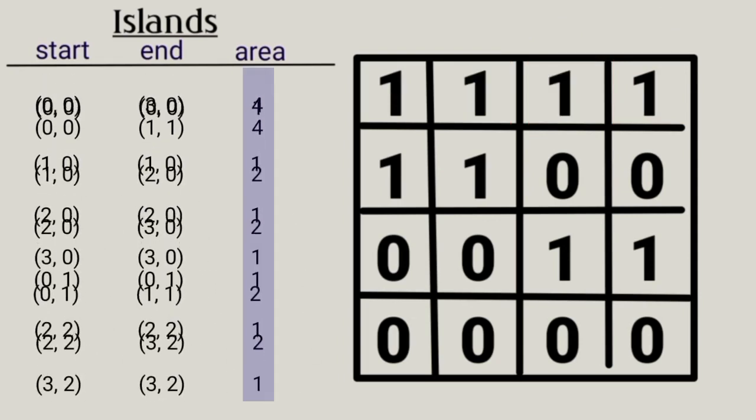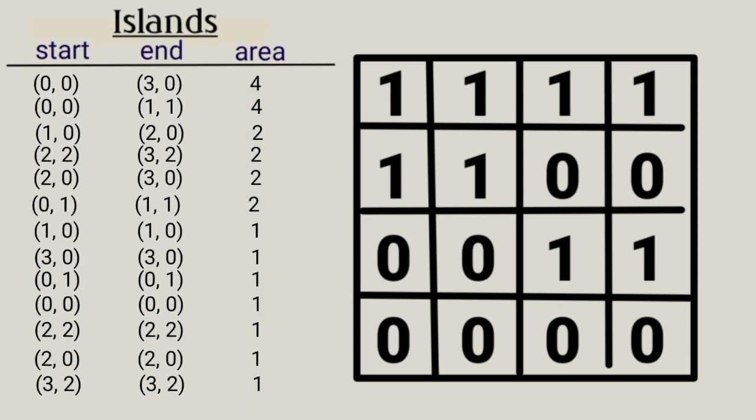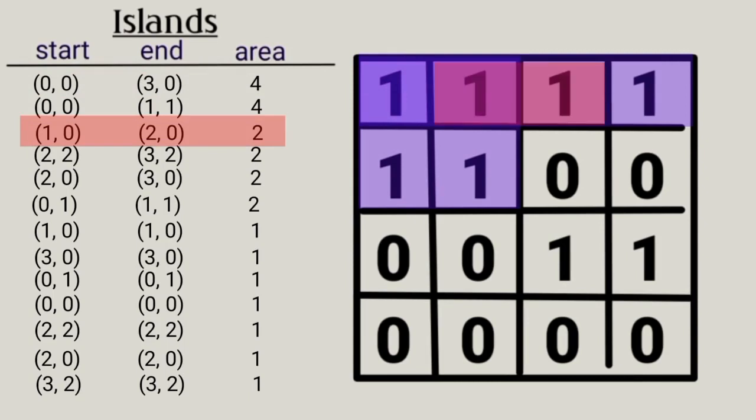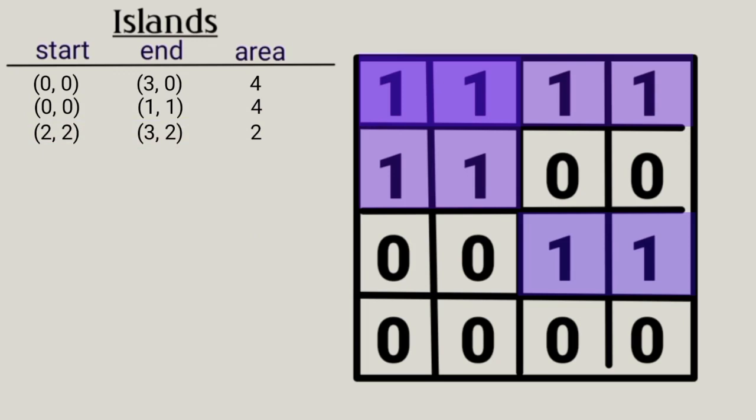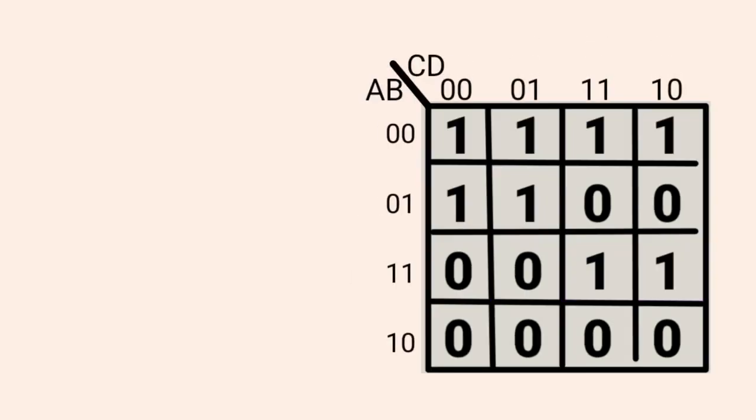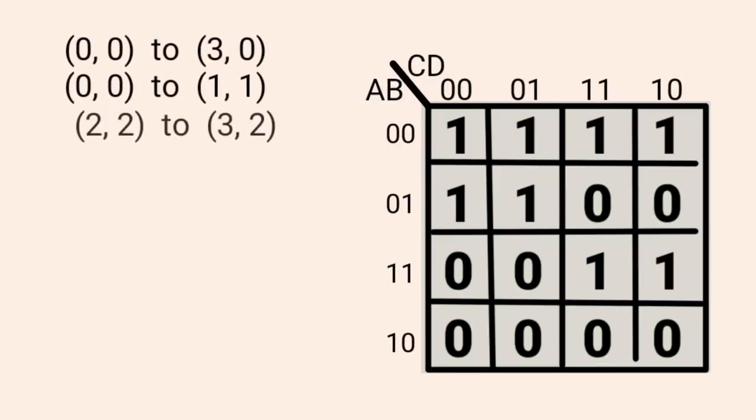Then we sort the list according to their area. Go to the first island, mark them as visited. Go to the second island. There are some unvisited ones, so mark them as visited. Here all the ones are already visited, so we discard this island. Mark the next ones. As all the ones are visited, we discard the rest of the islands. So here is our K-map, and here are 3 islands.